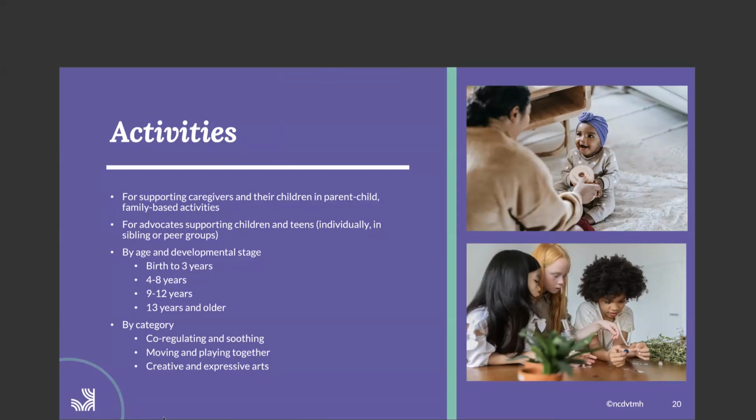And then we have a section that you can use individually or with sibling or peer groups. And each of these two larger sections is divided by age and developmental stage. And so we give you a little background on that. What are the key kinds of things to think about when you're looking at relationships between children and their parents, or teens and their parents or caregivers?